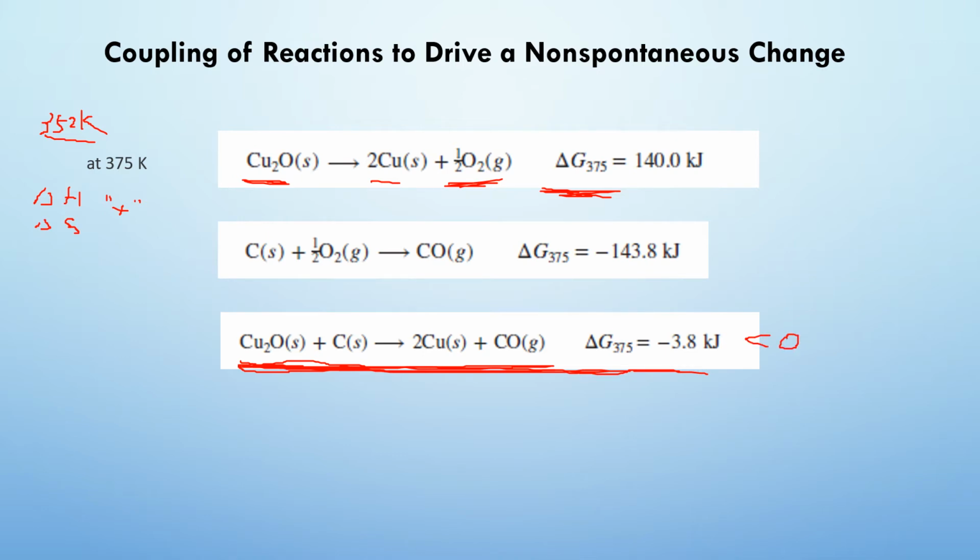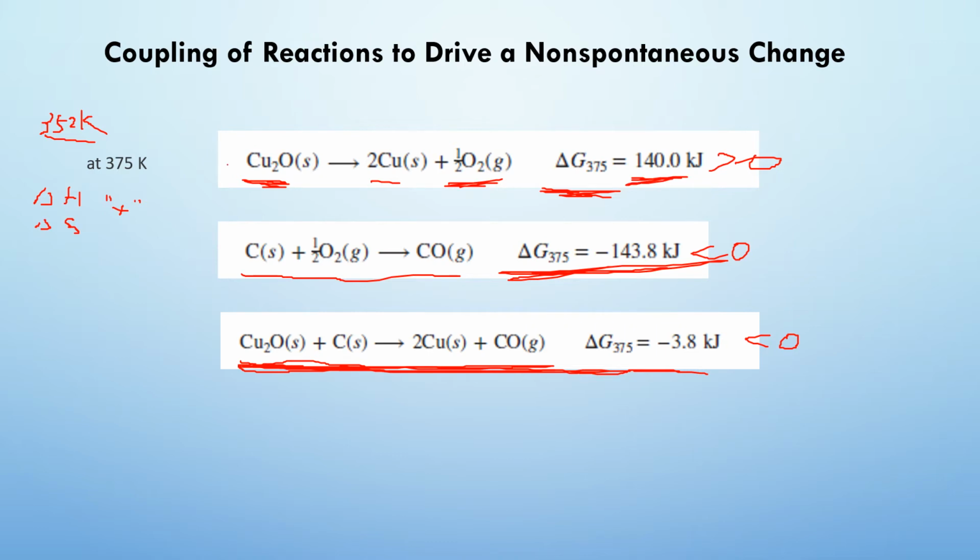The reason we want to add carbon is that if you let this reaction decompose by itself, even at this temperature of 375 Kelvin, the delta G is so positive that it's not spontaneous. But at this temperature, when carbon reacts with oxygen and generates carbon monoxide, it is a very spontaneous process with a very negative delta G value. This magnitude is even greater than the first reaction here.